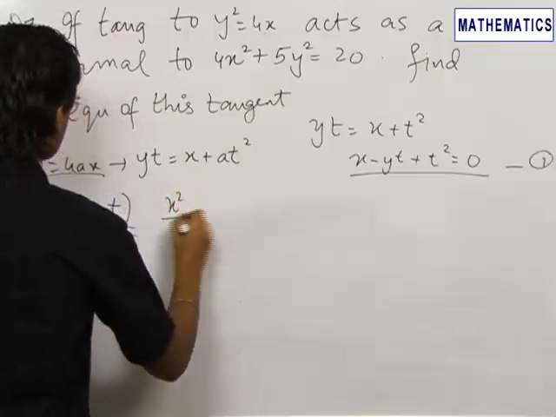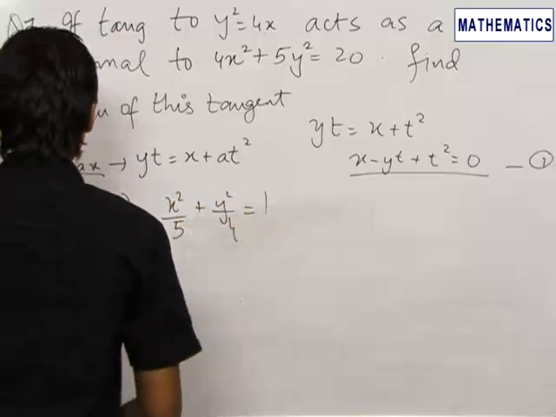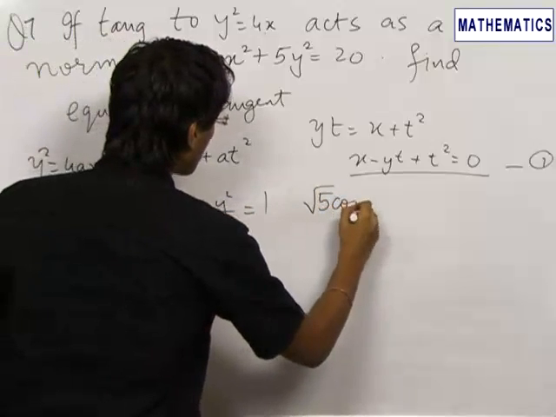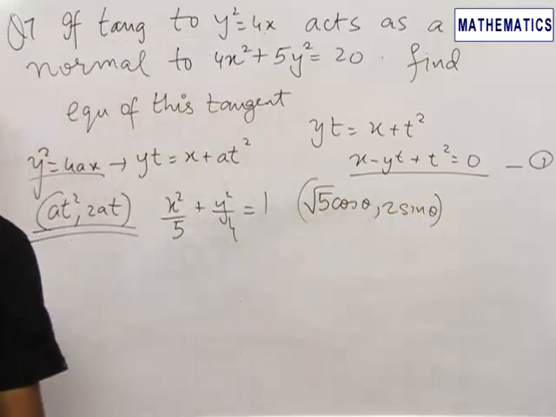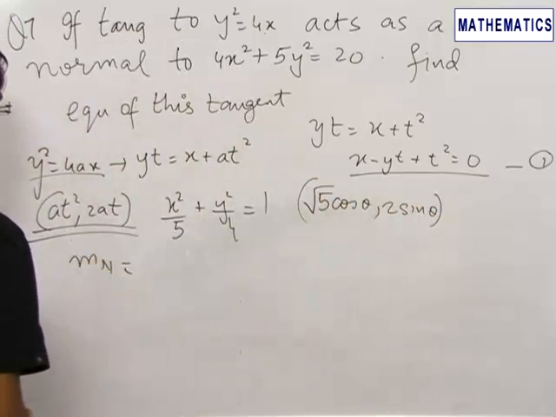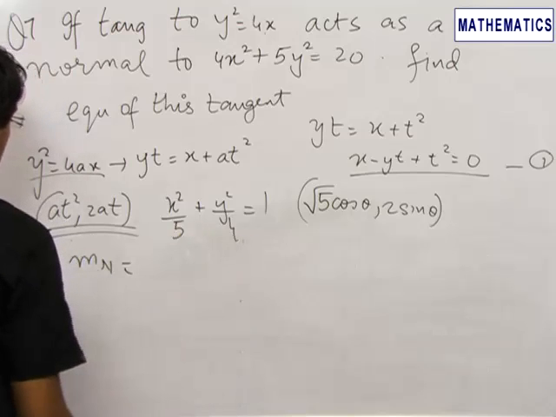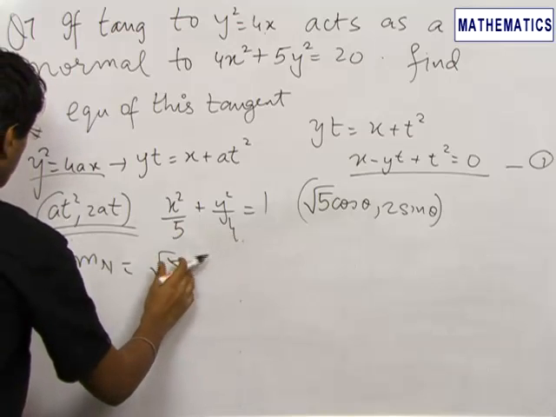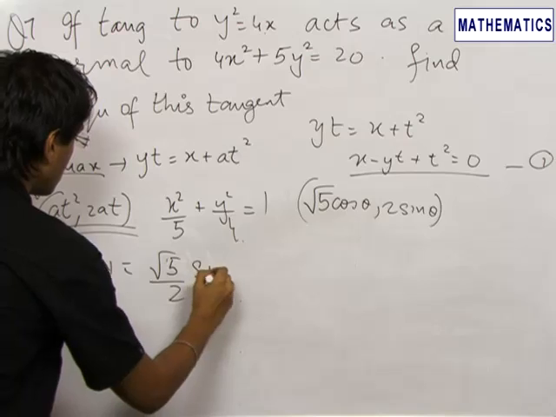Now the ellipse is x²/5 + y²/4 = 1. Any general point on this ellipse will be (√5 cos θ, 2 sin θ). The slope of the normal will be equal to (a/b) tan θ, where a is √5 and b is 2. So the slope is (√5/2) tan θ.